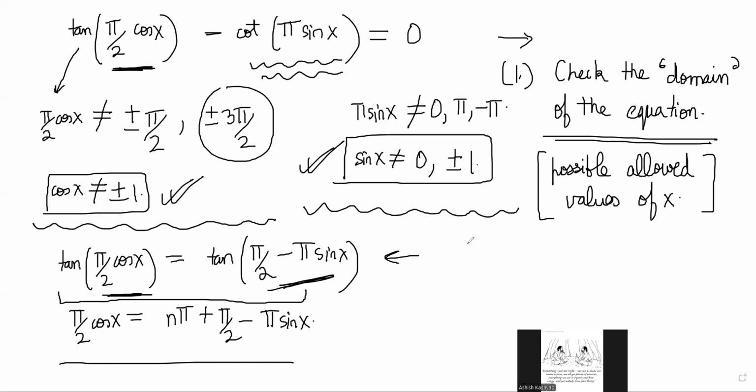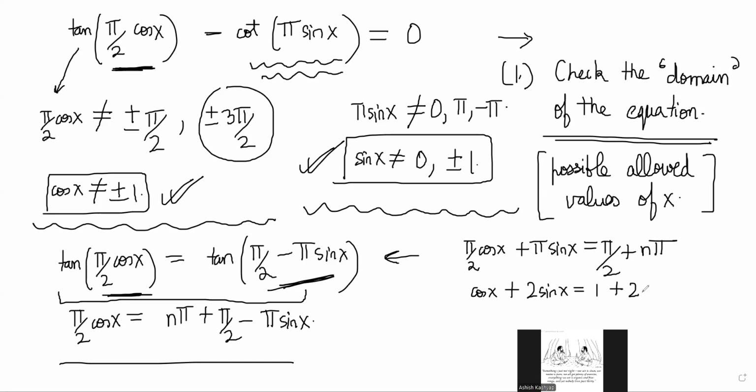If you simplify this a little bit, you'll get pi by 2 cos x plus pi sin x is equal to pi by 2 plus n pi. And you can cancel pi everywhere, and pi by 2 you can cancel. You will get cos x plus 2 sin x is equal to 1 plus 2n. Correct?